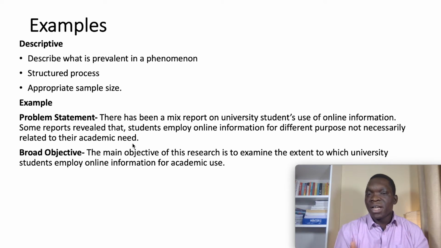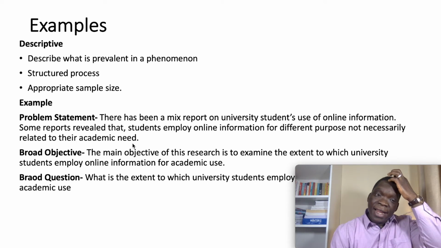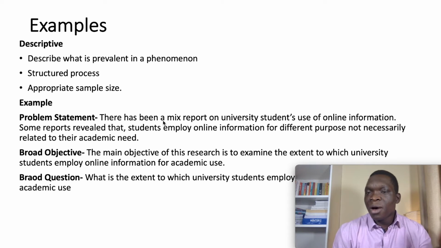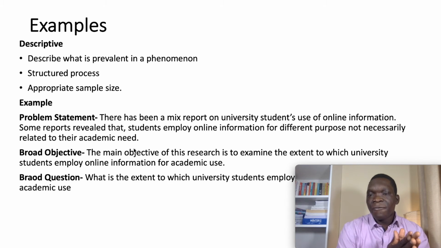Because of that problem, our research objective might say: the main objective of our research is to examine the extent to which university students employ online information for academic use. We want to describe to what level they use online information for academic use. And then the question might be, what is the extent to which university students employ online information for academic use? You can see the connection between the objective and the question, and they are also connected to the problem that we have discovered. So these three things are very important to any academic research. They have to be related.